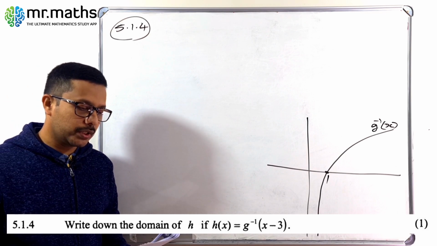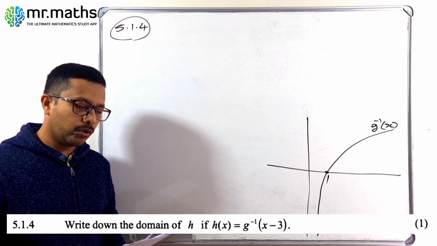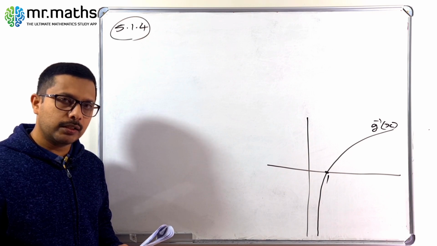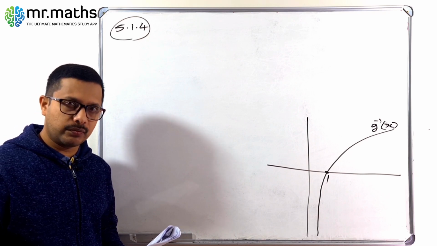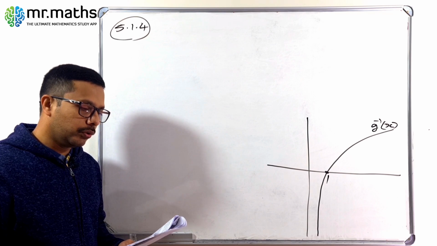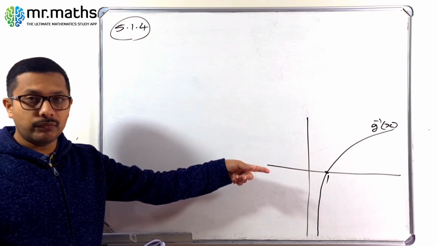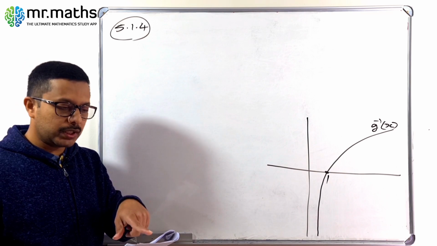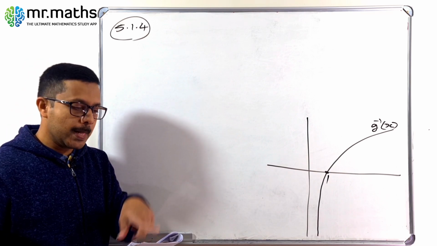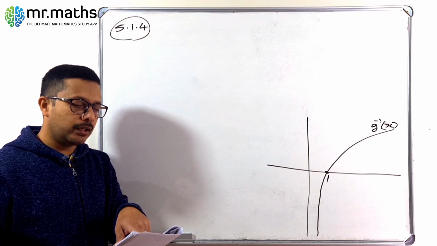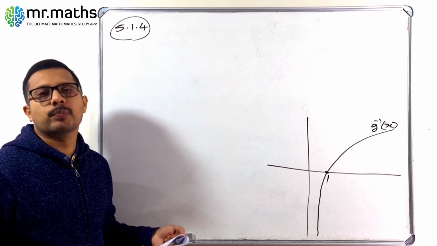Now the question is, write down the domain of h. You have to find the domain. What is the meaning of domain? Permissible x values. Am I right? So you have to find the domain of h. So this is g inverse, not h. This h is a new graph, and h of x is equal to g inverse of x minus 3.